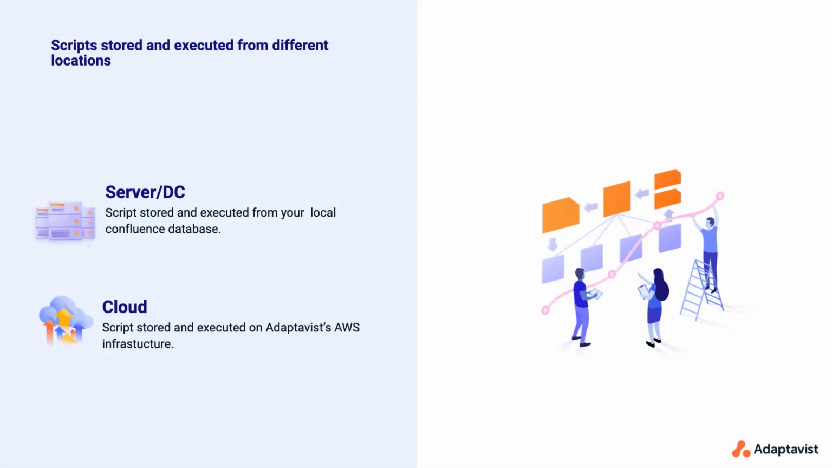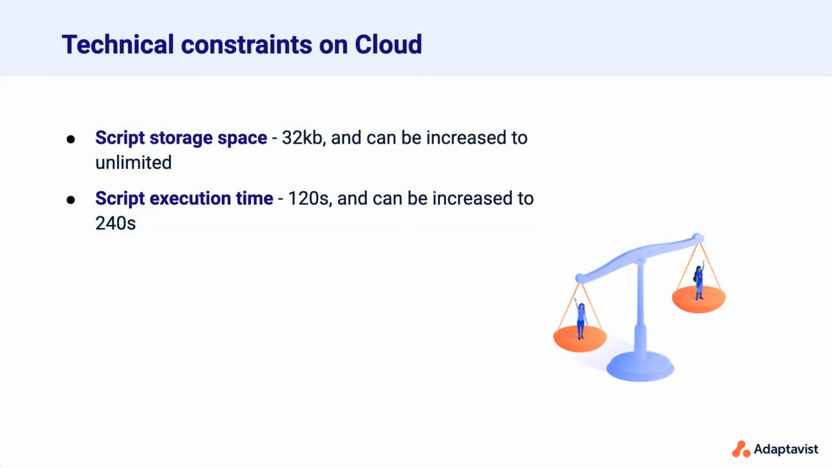When you create a script on your data center or server instance, that script is stored and saved in your local Confluence database. And it is then executed on the server or wherever your Confluence application lies. On cloud, your scripts are stored and executed on ours, that's Adaptivist's AWS infrastructure. This is a requirement we have when building an add-on for cloud. And it does mean that your scripts are stored and executed in a different location, which leads to two technical elements to cloud that aren't apparent on server or data center.